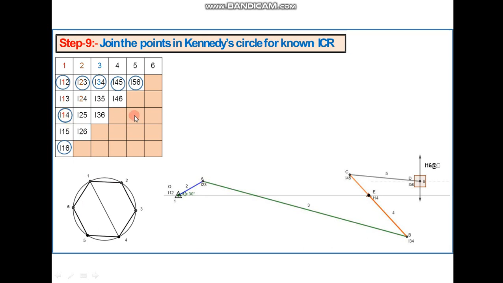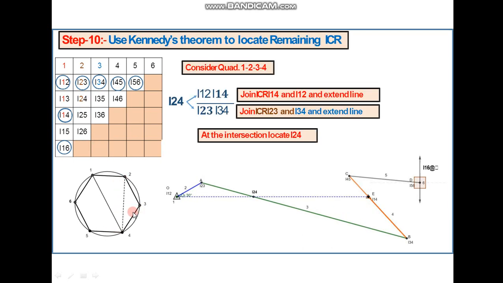It is not a hexagon or pentagon, just a number of points are there and we draw continuous lines. Next step is to get unknown ICRs. Those are not circled. For getting unknown ICRs, we will use Kennedy's theorem. Let's say start with 2, 4. If I need to find 2 4, join 2 4 by dotted line, because 2 4 is an unknown ICR. So I draw 2 4 by dotted line.